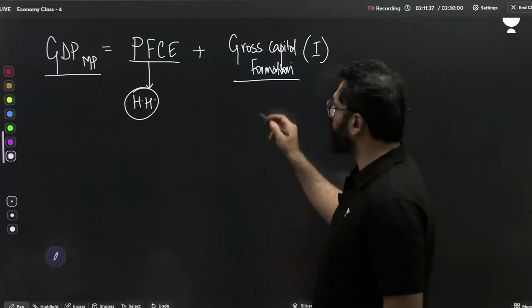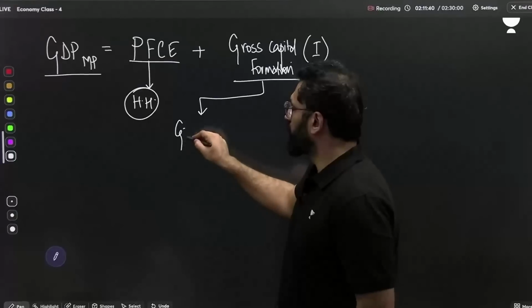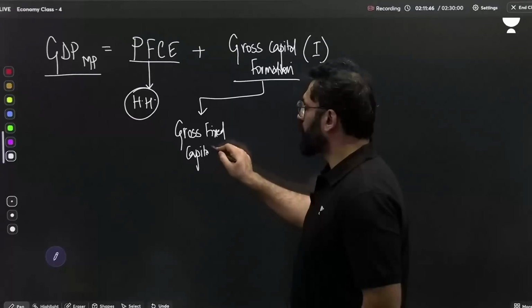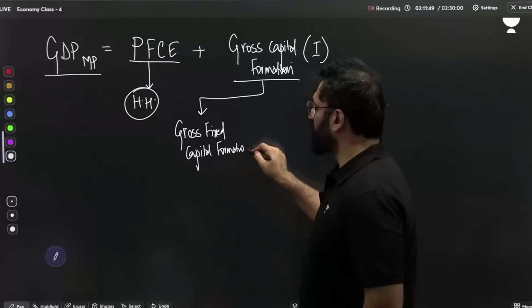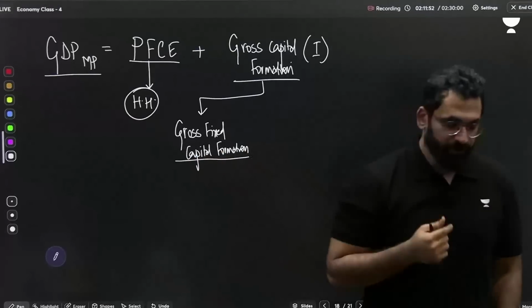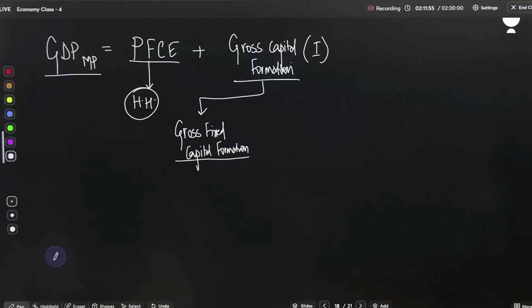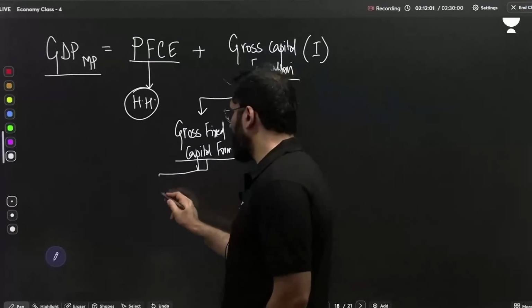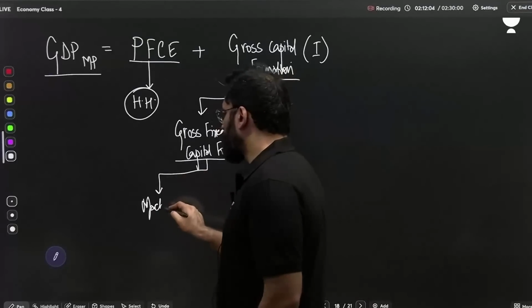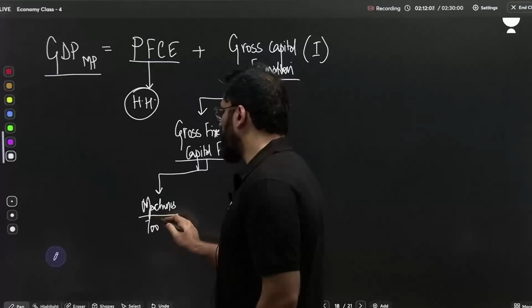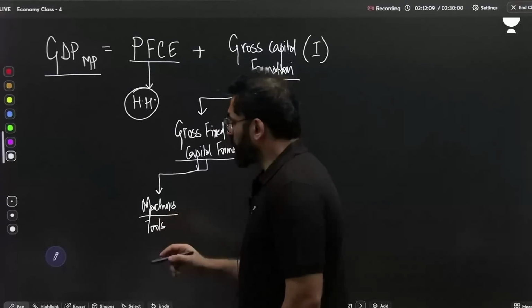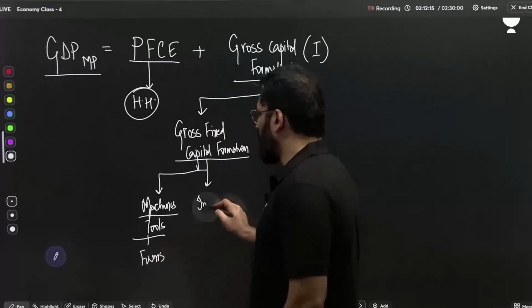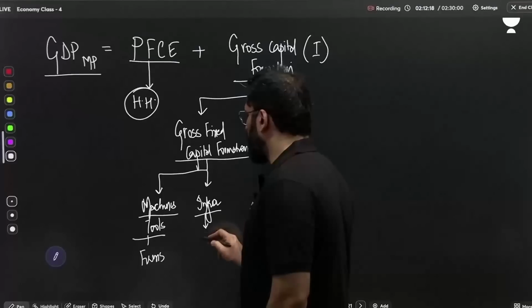Second, gross capital formation, which includes the total expenditures done by firms, households and government on capital goods produced.